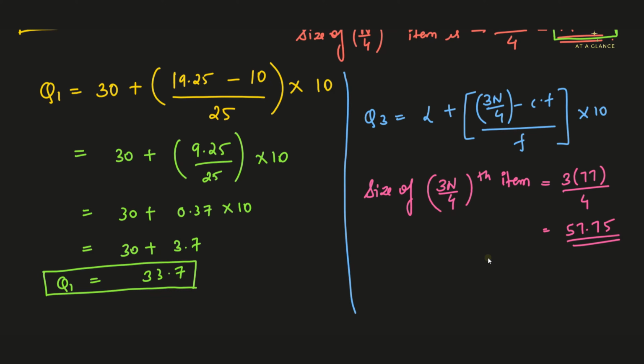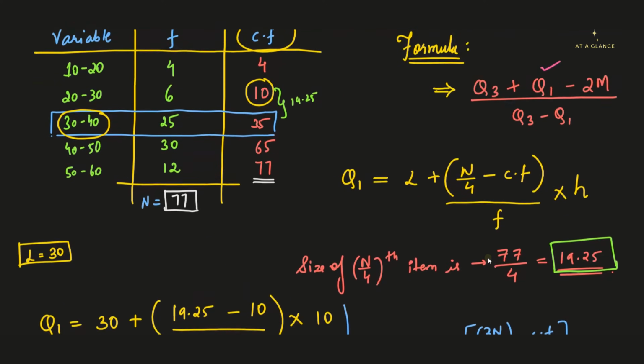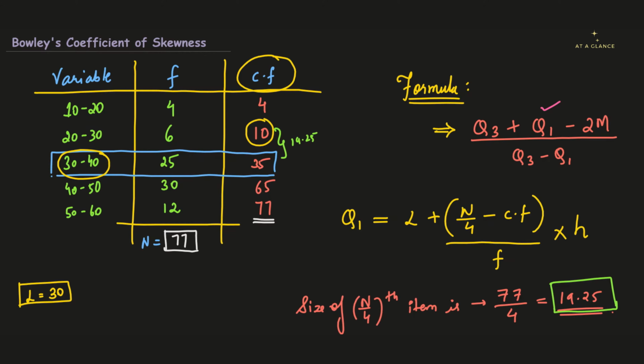Now if you remember, after finding out n by 4, we went to the table and we found out the corresponding interval in which this cumulative frequency lies. Similarly, this time also we'll have to use this particular 3n by 4 value and we'll have to first check in between which two cumulative frequencies this particular value 3n by 4 lies. So let's come back to the table. Let me erase the previous highlights.